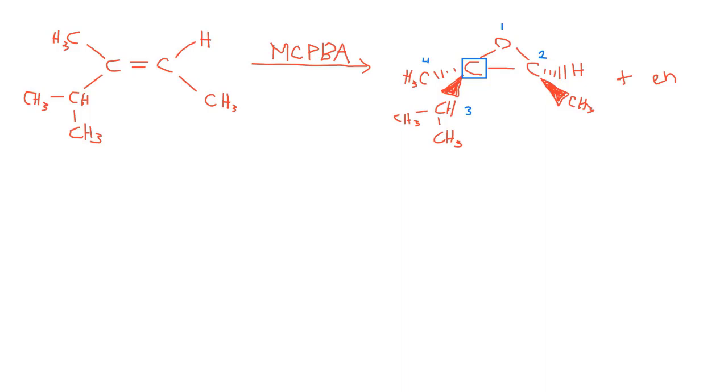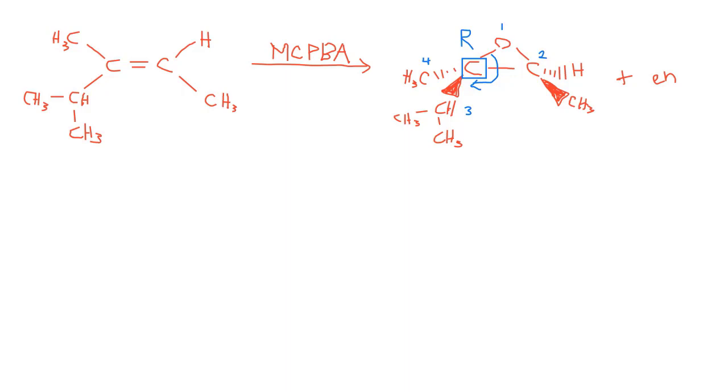Now, fortunately, the lowest priority group is in the back. And since it's in the back, I don't have to worry about flipping the configuration. I can just follow the arrows here. So I'm going to start with 1, 2, 3. That is clockwise. So that's going to be an R configuration for this one.